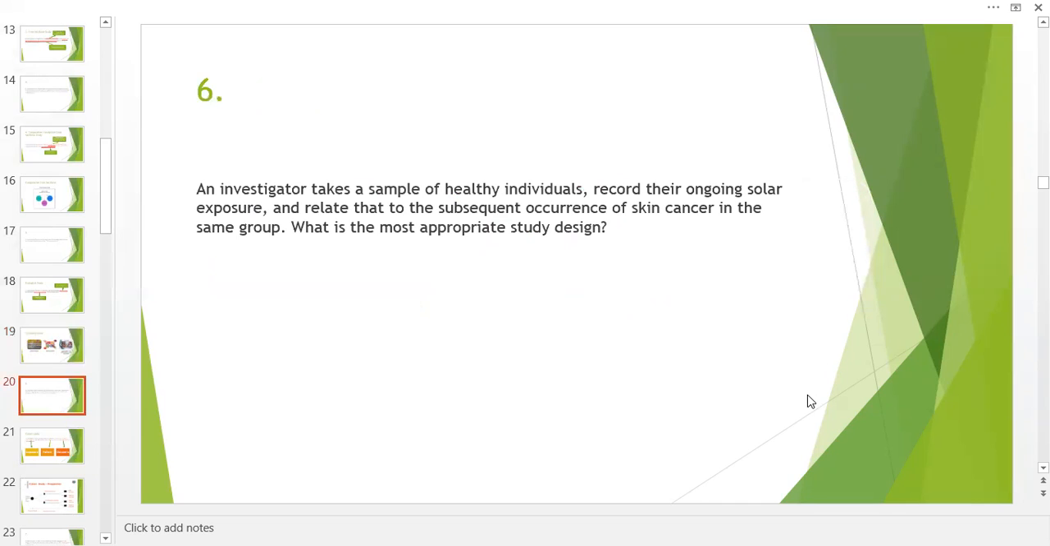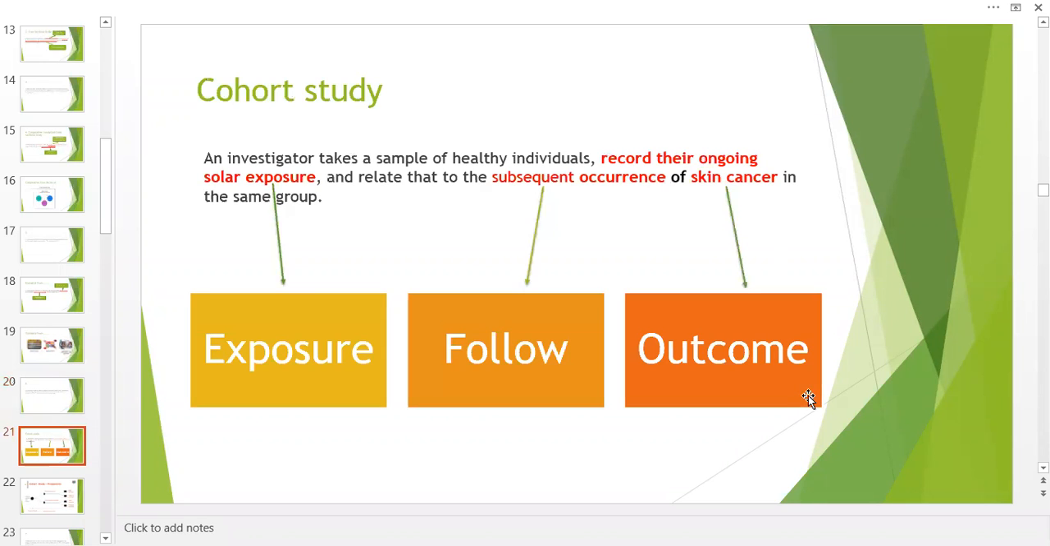Next scenario: an investigator takes a sample of healthy individuals, records their ongoing solar exposure, and relates it to subsequent occurrence of skin cancer in the same group. What is the most appropriate study design? Anybody from the class? Cohort study design. Yes, very correct, very right. Why cohort study? Dr. Wes, why cohort study?